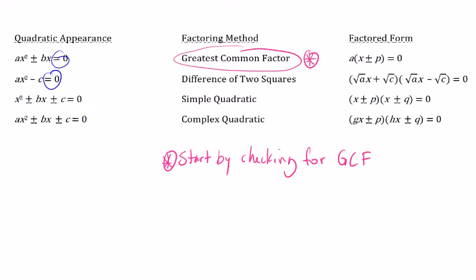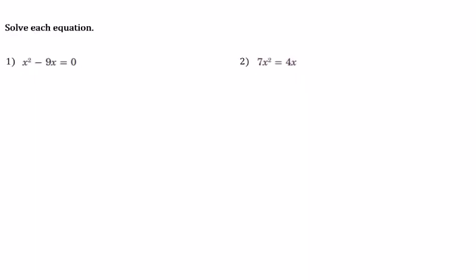So that's the first thing we're going to do: we're going to set one side equal to 0. We do that just by moving everything to one side or the other, and we'll see that when we get to the examples. So number 1, that's already done for us, right? We have one side equal to 0.